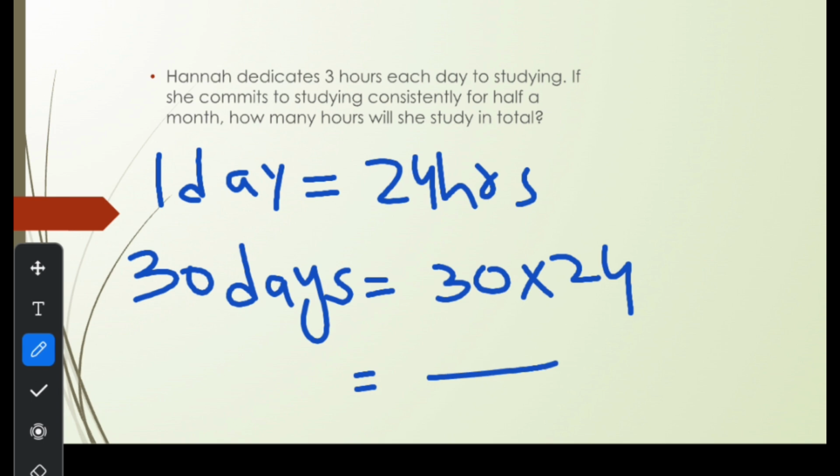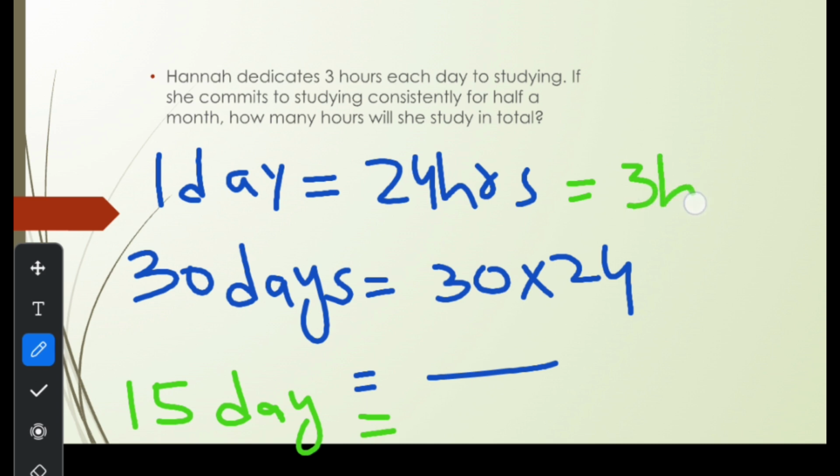Since she is studying for half a month, we can directly calculate the number of hours for half a month, because in one day she's studying only 3 hours. So we don't need this step. We'll directly come to this step where she's studying 3 hours for 15 days. So if in one day she's studying 3 hours, for the next 15 days, she's going to study for 45 hours.